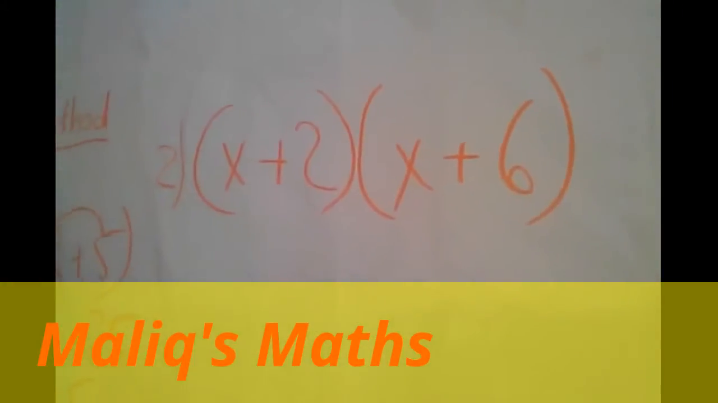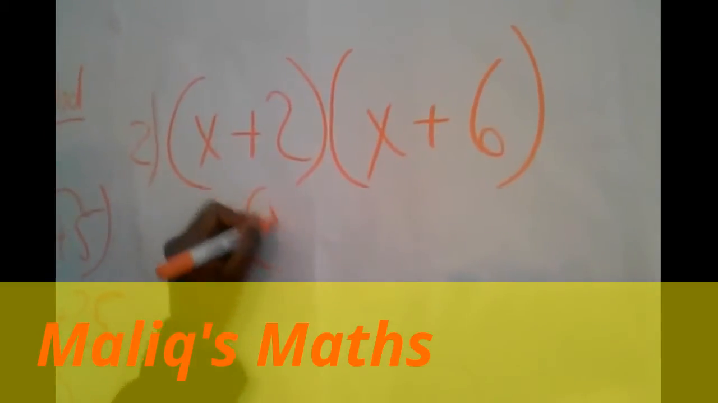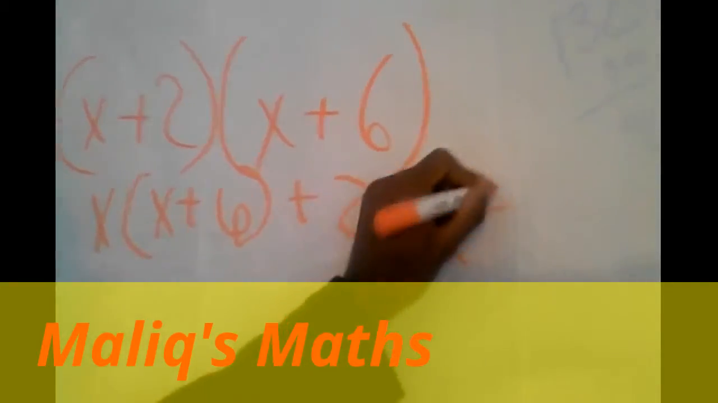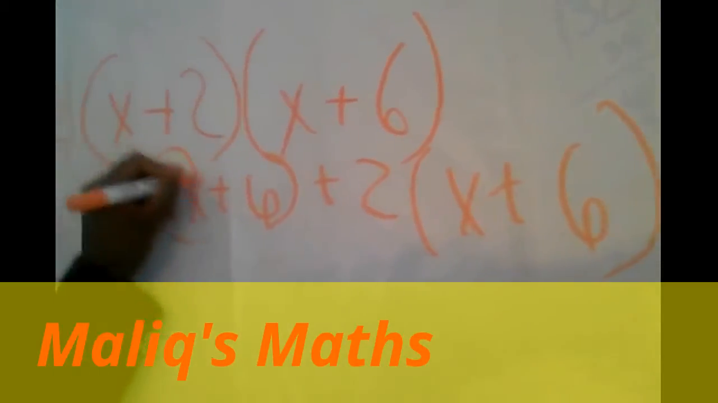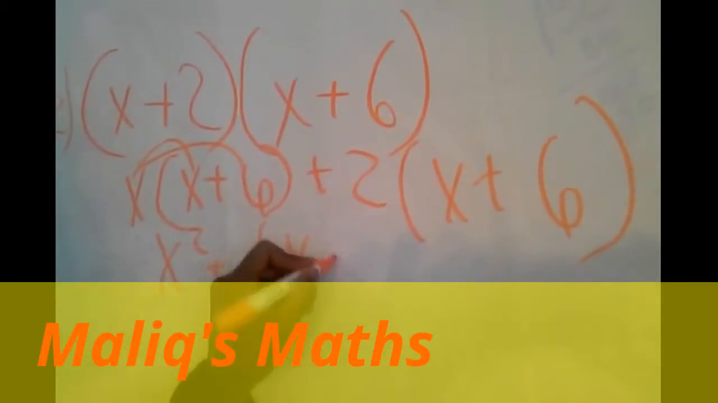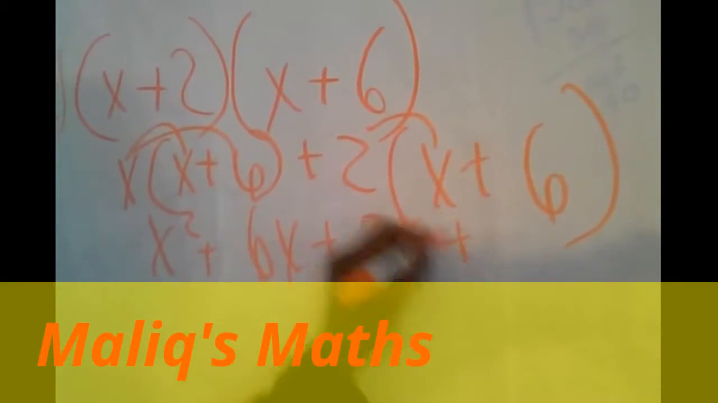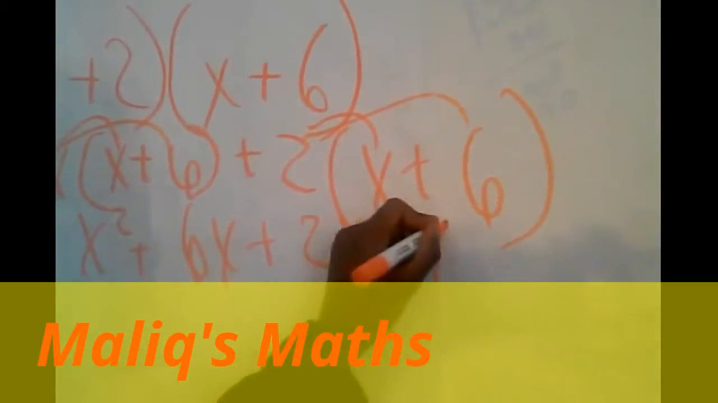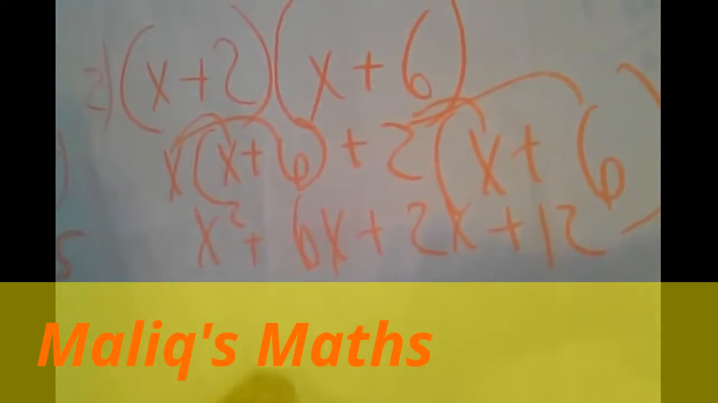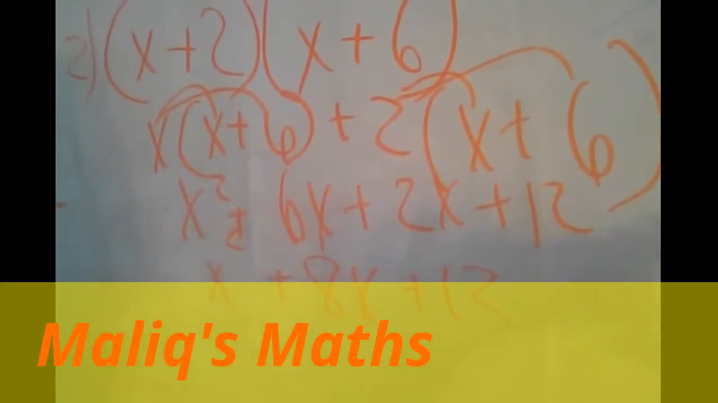Thank you. Factor out these binomials. Alright, now you add like terms. 6 plus 2, 8x plus 12x squared is the answer.